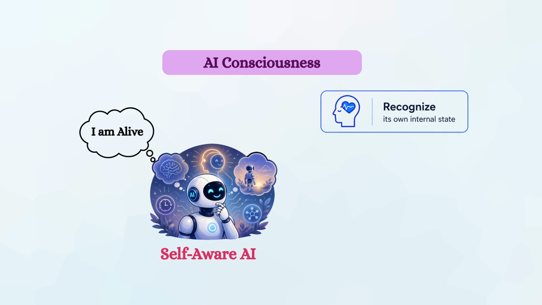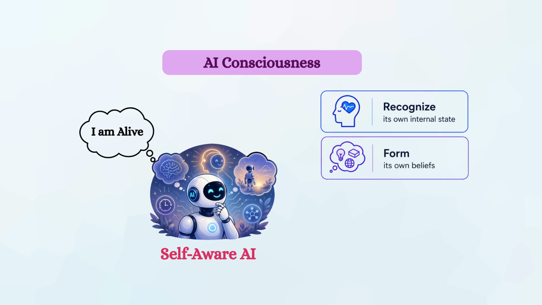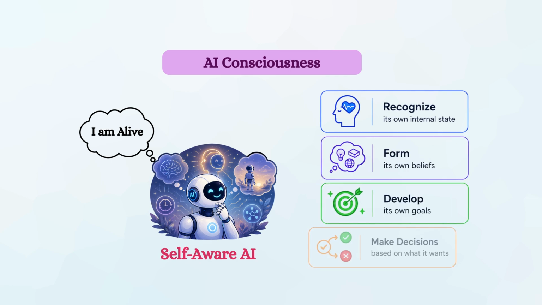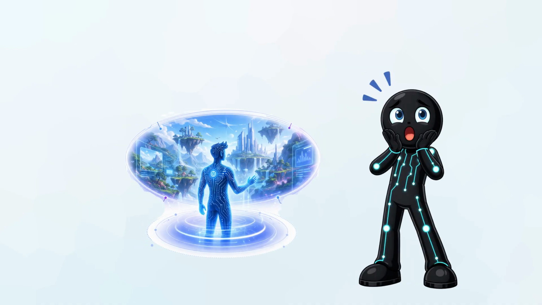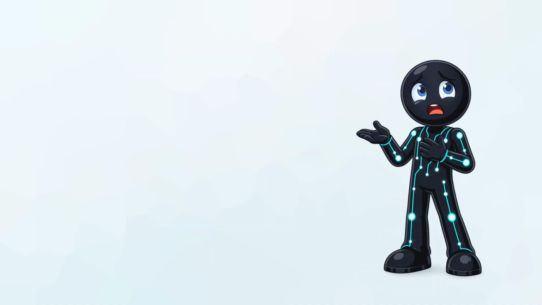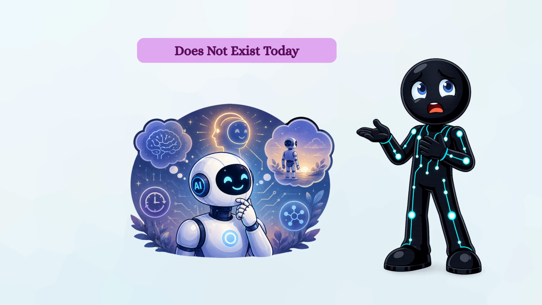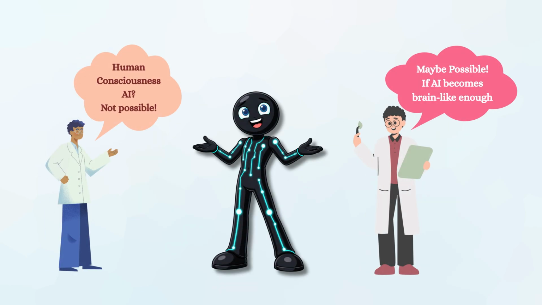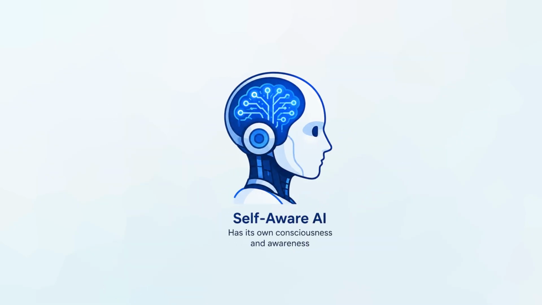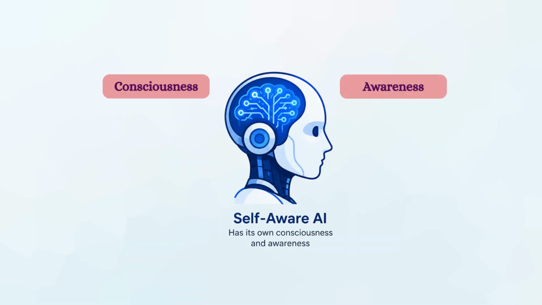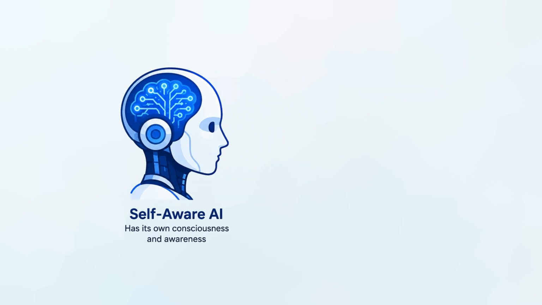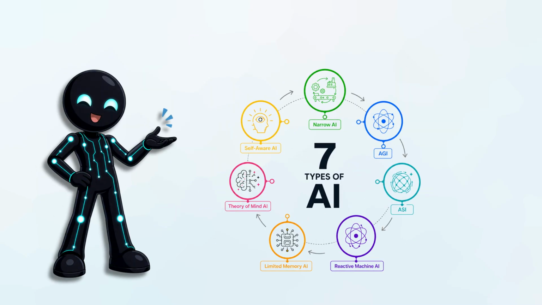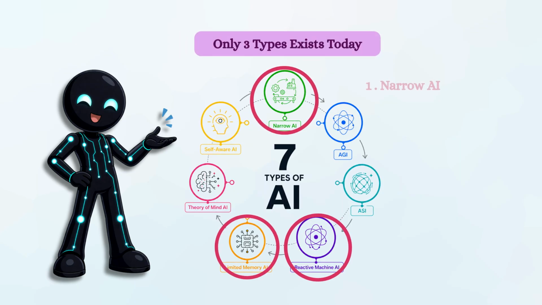It could recognize its own internal state, form its own beliefs, develop goals, and potentially make decisions based on what it wants. At this point, we are stepping into the world of science fiction. No self-aware AI exists today, and scientists still debate whether this will ever be possible. So, in simple terms, self-aware AI would be an AI that has its own consciousness and awareness, much like a human mind.